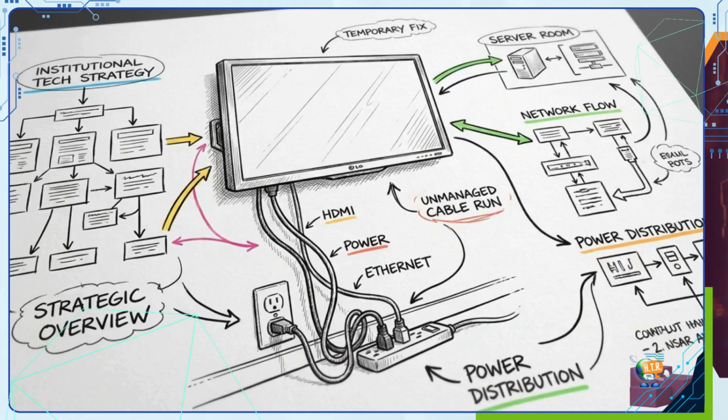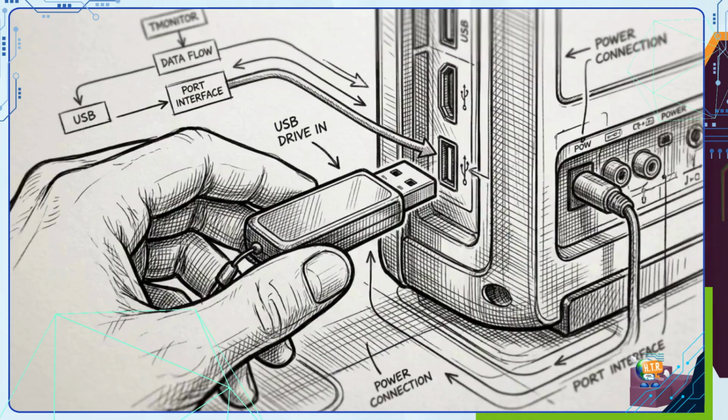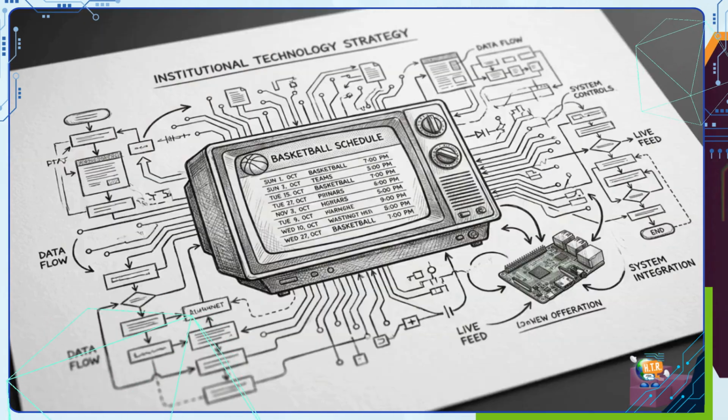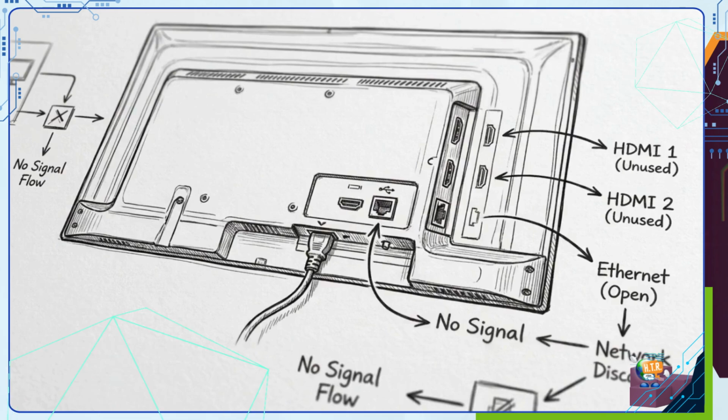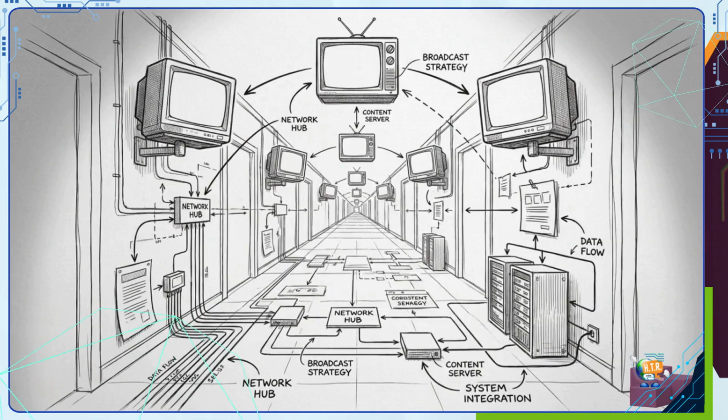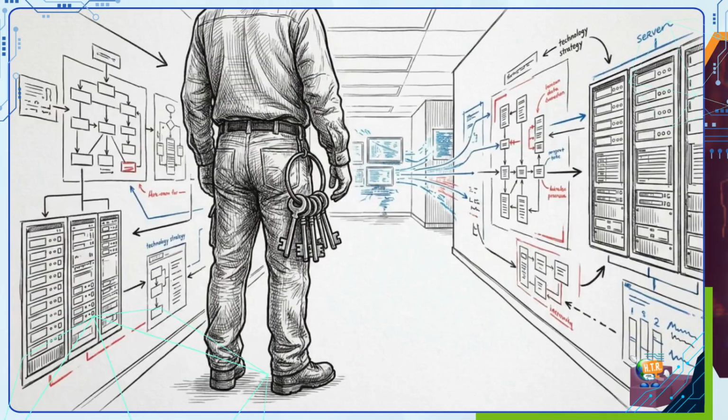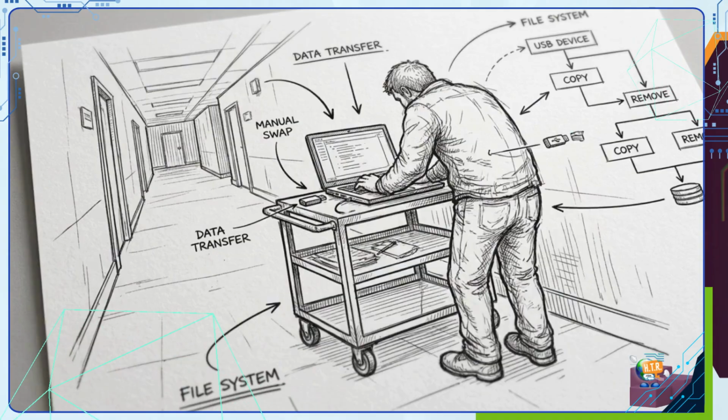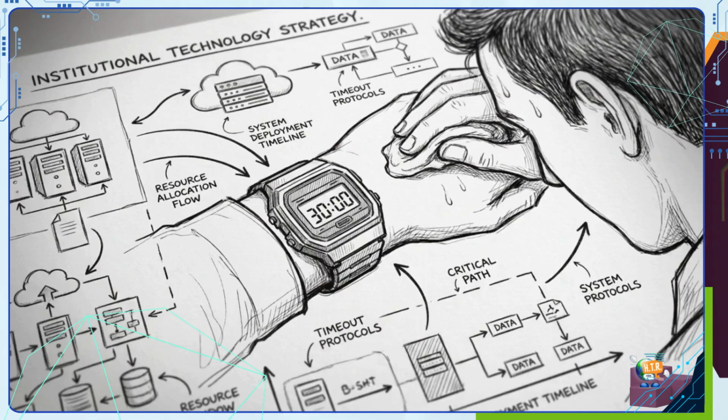Then there's the USB hack. A school buys a consumer television, plugs in a flash drive full of images, and sets it to loop. This is a popular shortcut because it looks modern, but allows the school to completely bypass network integration and software setup. The flaw is that it doesn't scale. To change one announcement, a staff member has to walk to every screen, remove the drive, update it at a computer, and walk back. That's up to 30 minutes of manual work per screen every single time.